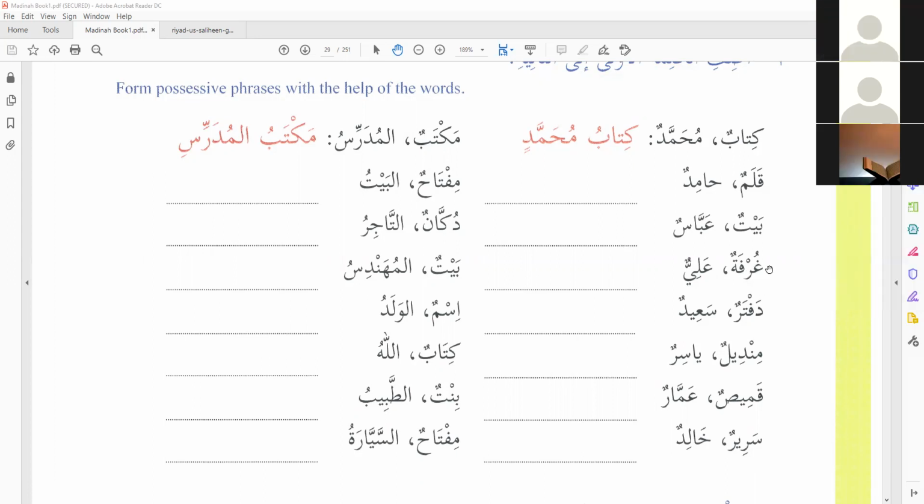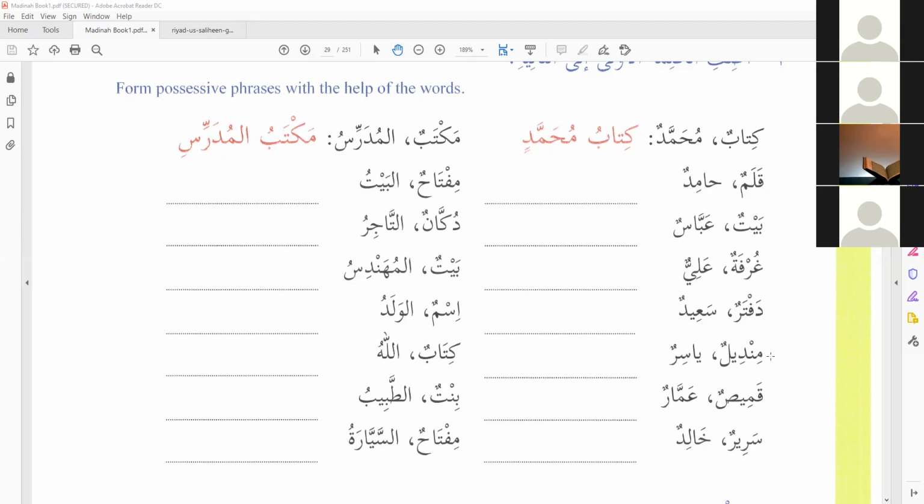Someone from the Sheikh family. Third example. غرفة علي غرفة علي. Excellent work. What's that mean? So Ali's room. Ali's room. Awesome. Somebody else from the Sheikh family. Next one. دفتر سعيد دفتر سعيد. Excellent. And what is دفتر? Said's notebook. Said's notebook. Yes, fantastic. Good job.